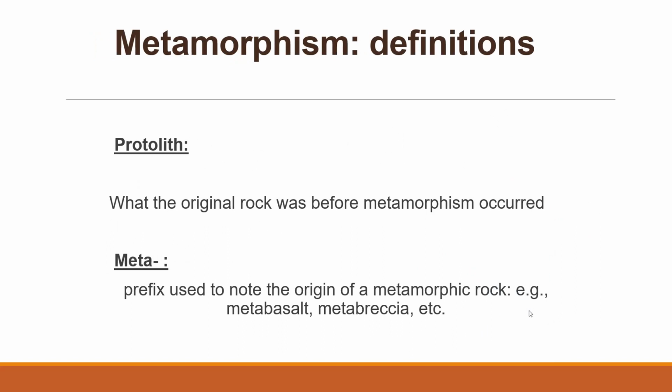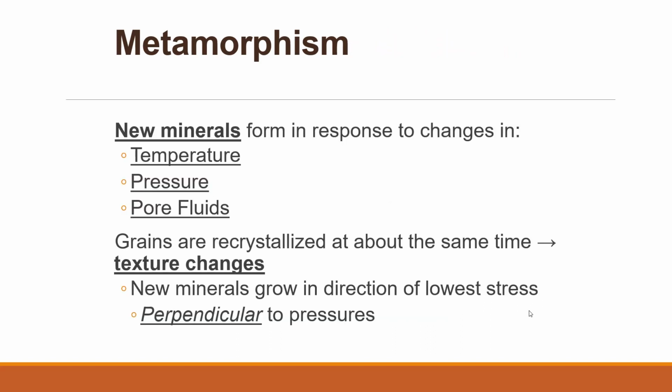When we talk about metamorphic rocks, we talk about what's called the protolith. The protolith is the original rock before metamorphism occurred. And then we add meta to that rock to indicate what our metamorphic rock is. So a metabasalt is a metamorphosed basalt. We will have new minerals forming in response to changes in temperature, pressure, and pore fluids.